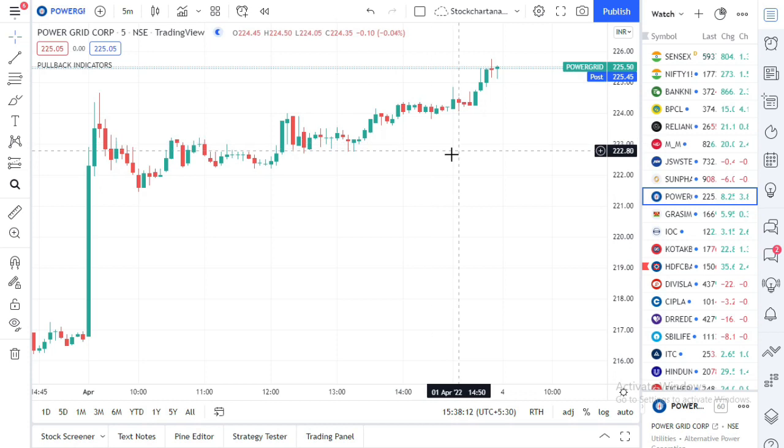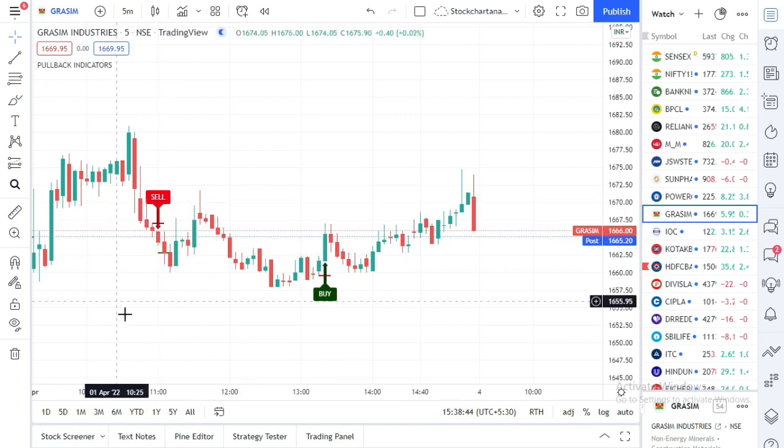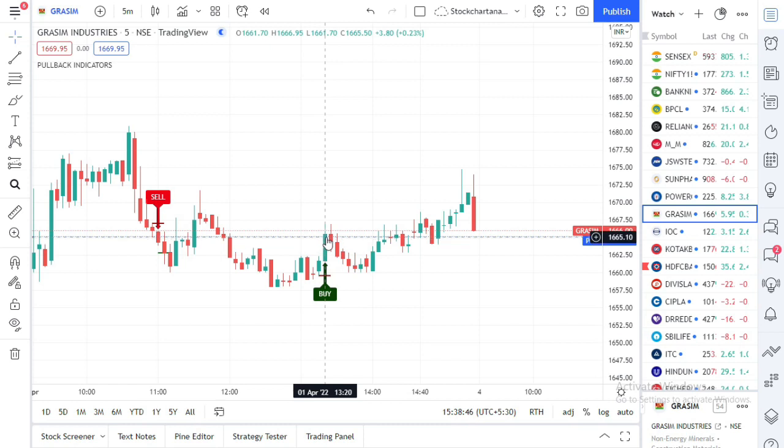This is Power Grid. We did not get any signal on Power Grid today. This is Grasim. In Grasim, we got a sell signal here in the morning, but unfortunately our stop loss got triggered. After that we did get a buy signal, but no trade happened on Grasim.